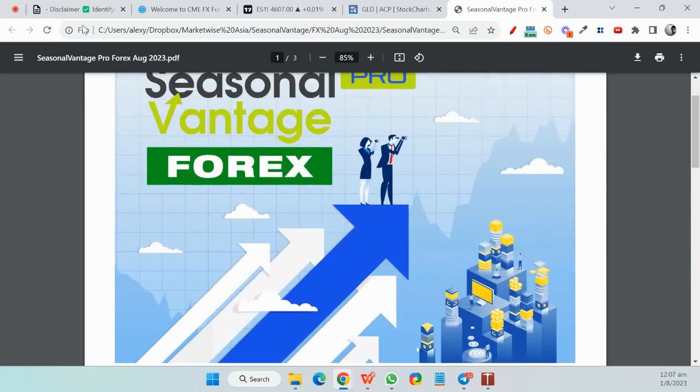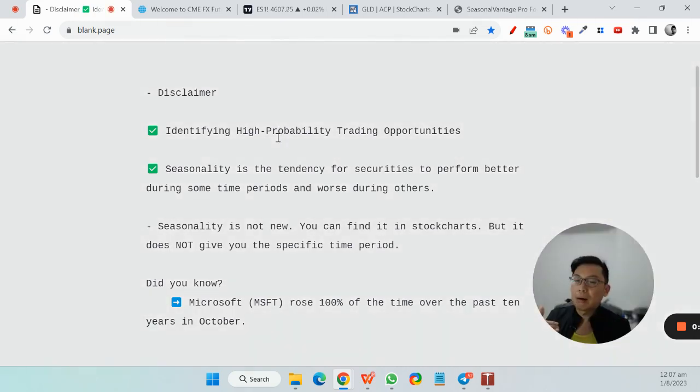But first of all, for those who are new to seasonals or seasonality, you might not understand what this report is used for. Just to let you know, seasonals or seasonality is used to identify high probability trading opportunities. And just a very quick definition first. Seasonals or seasonality is the tendency for securities, it could be stocks, commodities, futures, forex, to perform better during some time period and worse off during other periods.